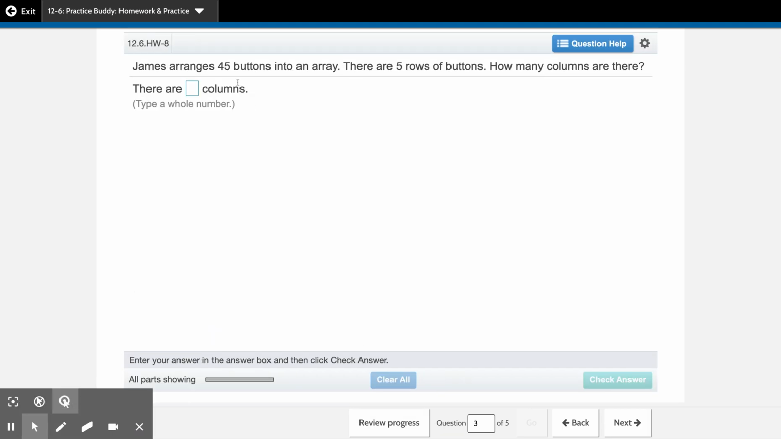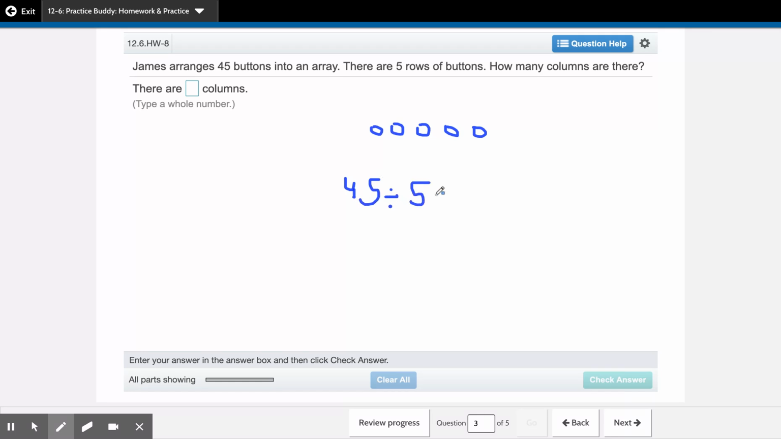For this problem, I have James arranges 45 buttons into an array. There are 5 rows of buttons. How many columns are there? So if you guys remember, when we make arrays, that's how we do multiplication problems. So if we have the total number and we have the rows, so this would be 1, 2, 3, 4, 5, but I have 45 total. I would do my columns to figure that out, but that's a lot of drawing. So I can just do the opposite of multiplication, which is division. So I'm going to do 45 divided by 5, which equals 9.